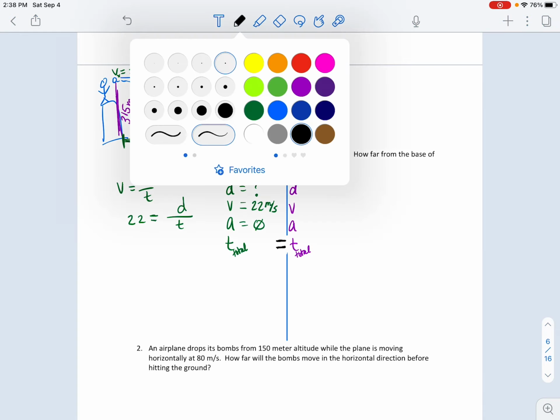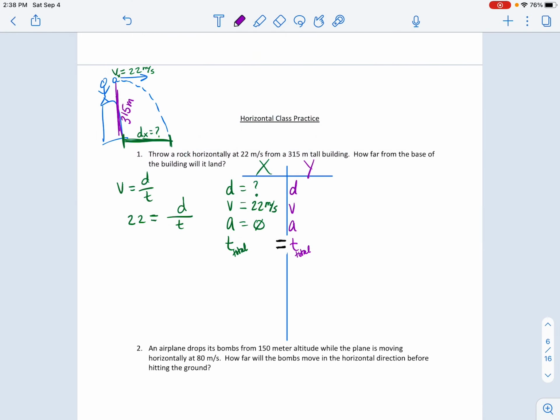So now I'm going to come over here to the vertical side of my data table, and I'm going to see if I have enough information to calculate time using vertical motion. In the problem, they gave me a height of 315. Remember, this is a displacement, so we're going to list that as a negative 315. It is starting at the absolute highest vertical position. So along the y-axis, remember the velocity at the highest point is 0. So in this case, it is going to serve as my initial velocity because it started from the highest point.